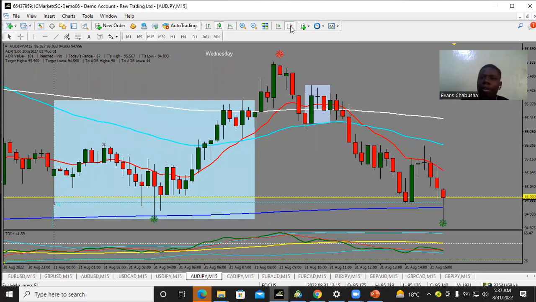Okay, so now let's see how this one played out. You can see that this one went and hit the blueberry down there. So after hitting the blueberry, what did the market do?